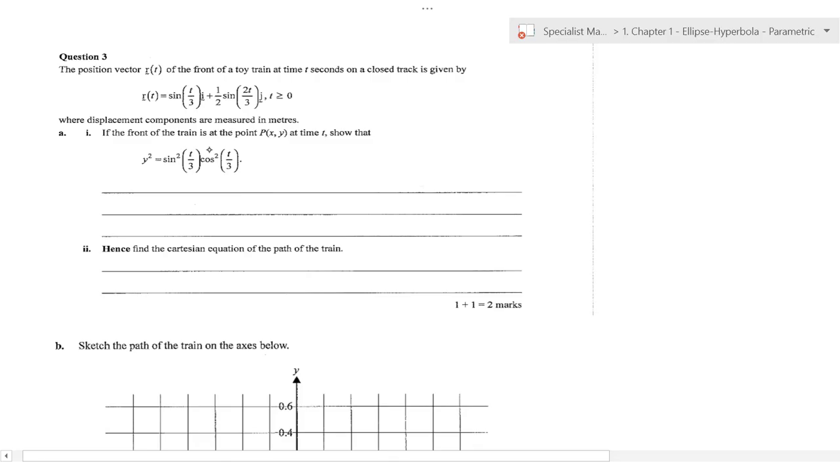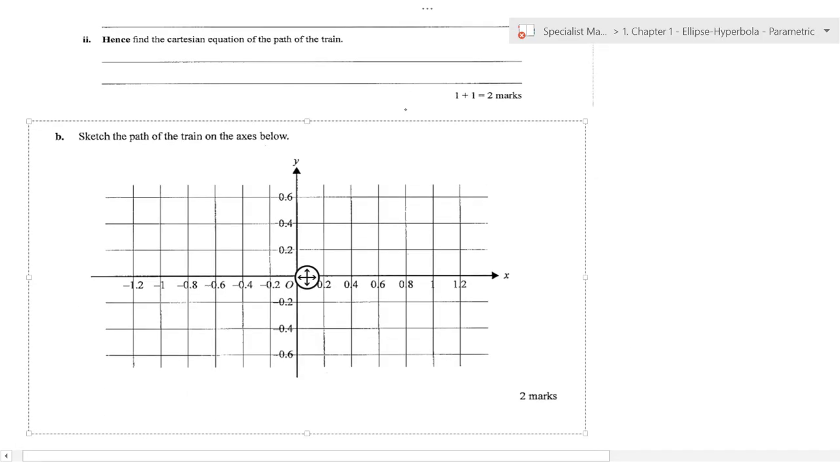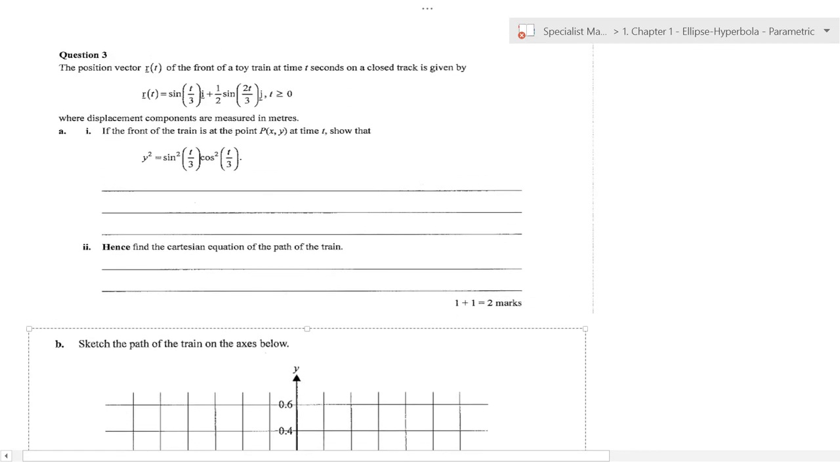So just quickly, for some of you that are stuck, what we need to do is label what x and y is. x is equal to sine of t on 3, not i. That's the x component. y is equal to a half sine of 2t on 3. That's the first thing you need to do.